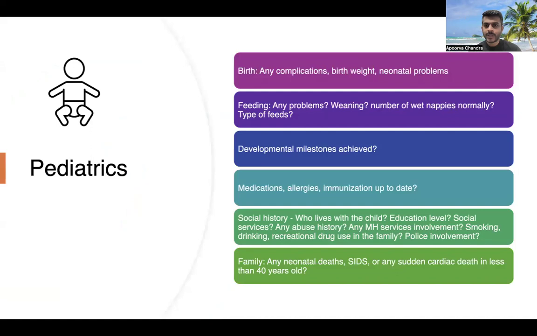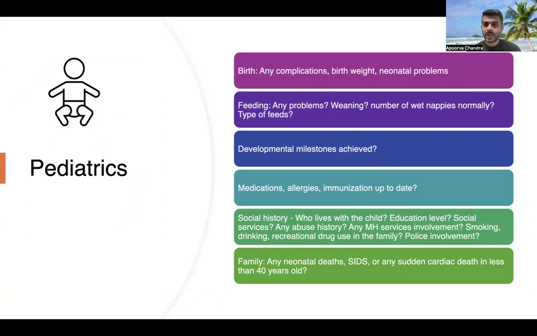Pediatric history is similar to adult history, but you need to consider a few more things when it comes to pediatric history as well. So some of the extra things that you need to consider: During birth, was there any complication? What was the birth weight? Were there any neonatal problems? Feeding, how is the child feeding? Are there any problems with the feeding? And if the child is a bit older, were there any problems while you weaned the child from breastfeeding?